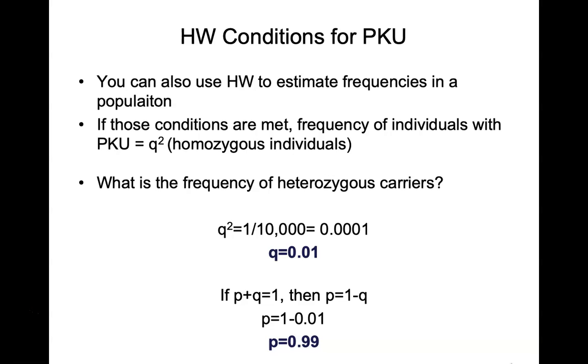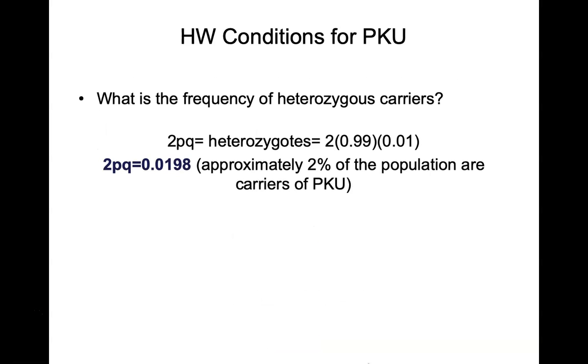So because of that, we have to use the fact that p plus q equals 1 in order to calculate p. So if p plus q equals 1 and q equals 0.01, then the frequency of our dominant allele is 0.99. But our ultimate question is, how many people are carriers for this disease in the United States? So we can use our newly calculated p and q values to determine the number of heterozygous individuals.